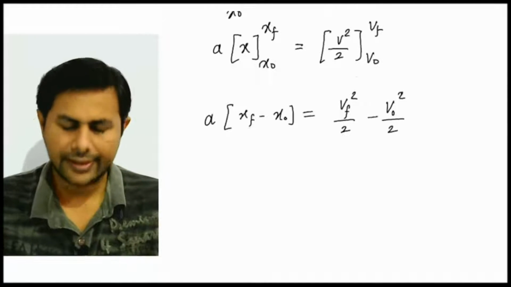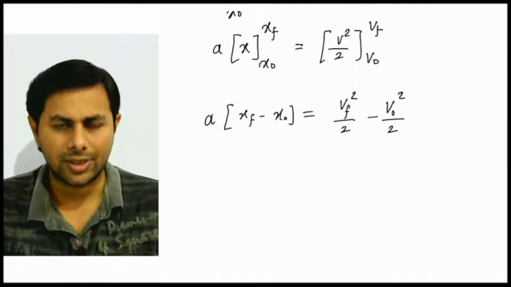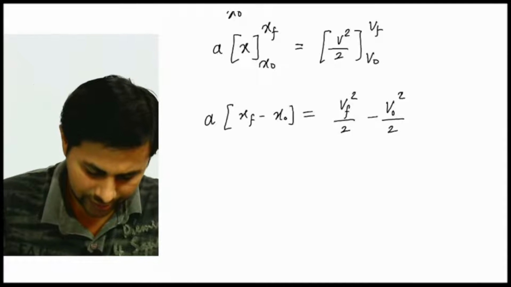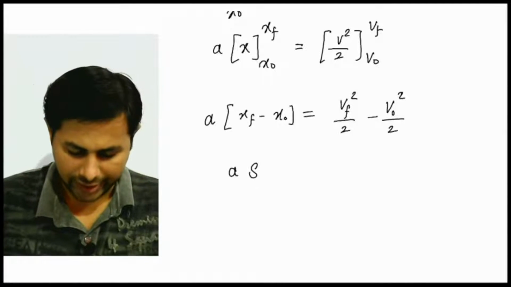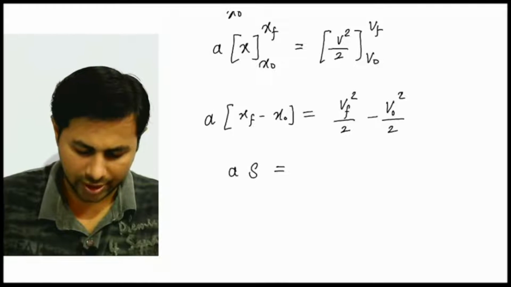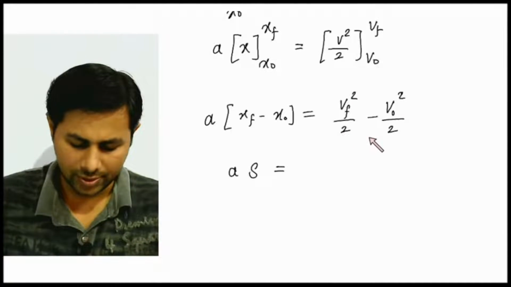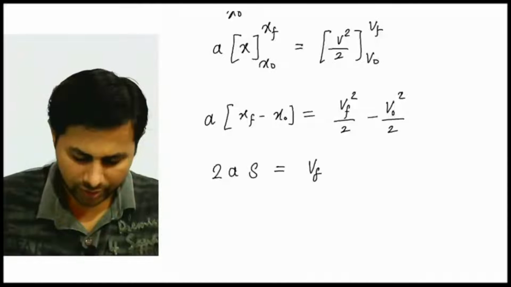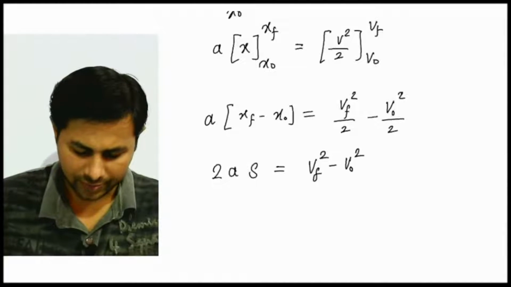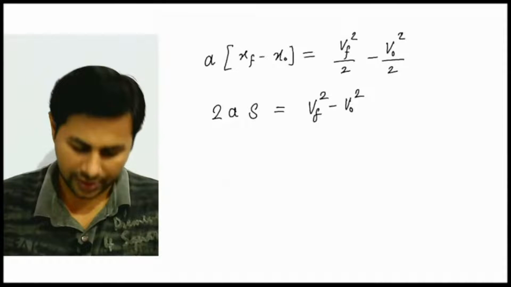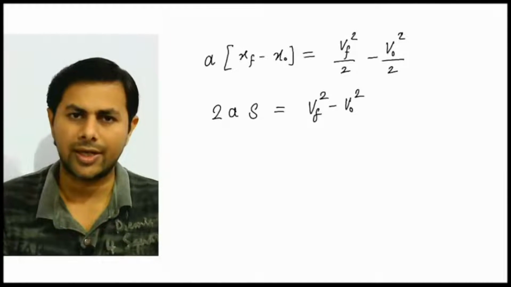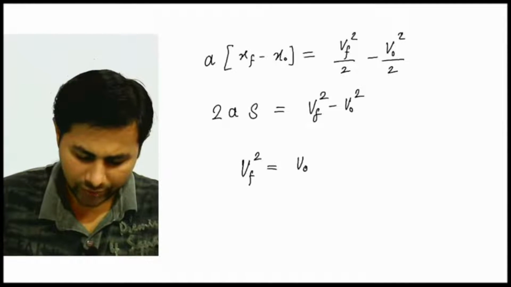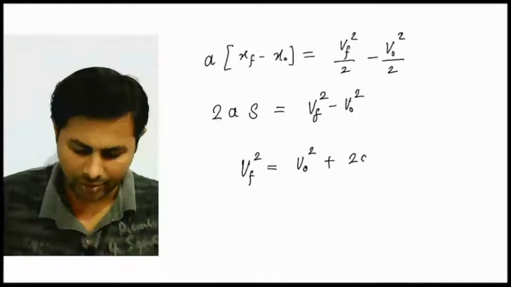Okay, and then xf minus x naught is final position minus initial position, and it can be replaced by displacement. So a times displacement is equal to the term on the right hand side, and I can take this 2 to the left hand side to write it as 2 times a s is equal to vf squared minus v naught squared. Or by rearranging, I can write vf squared is equal to v naught squared plus 2 times a into s.